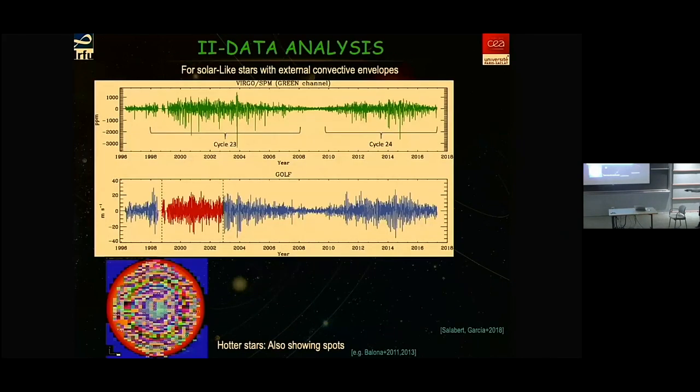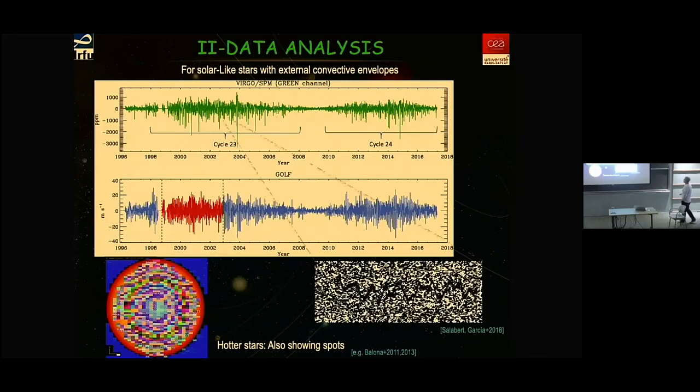For hot stars that don't have an external convective envelope, we can also measure rotation because there are some spots that are not magnetic, probably due to composition, etc. So we can also be checking that.